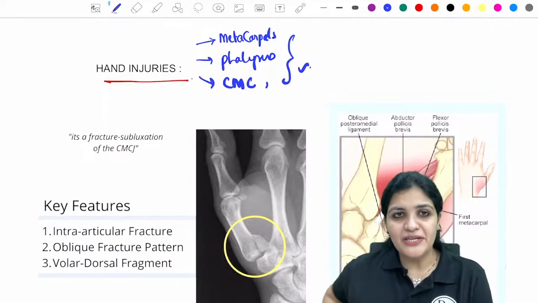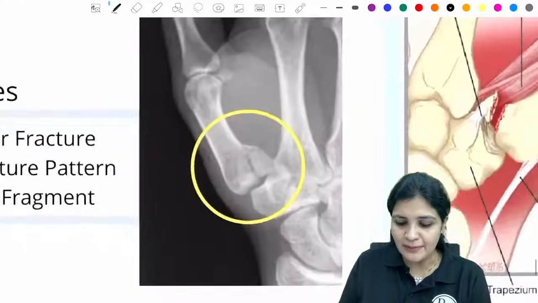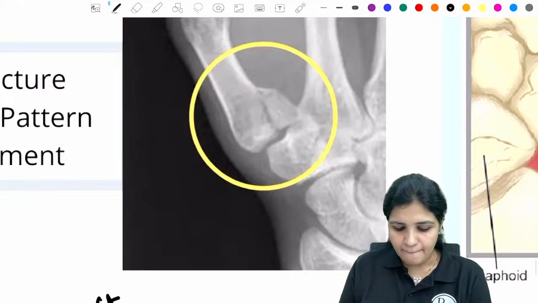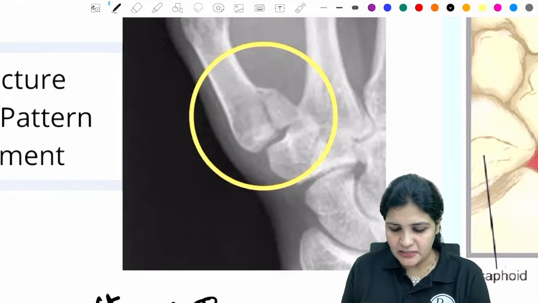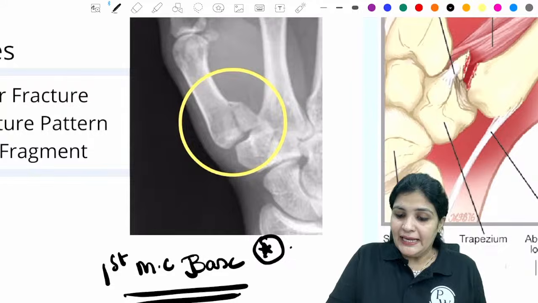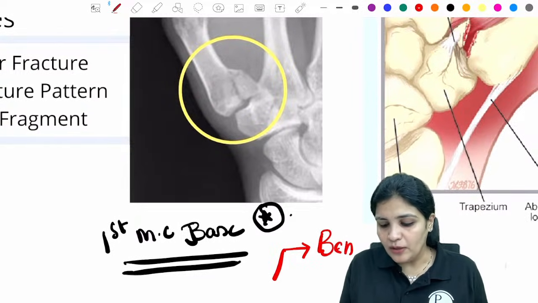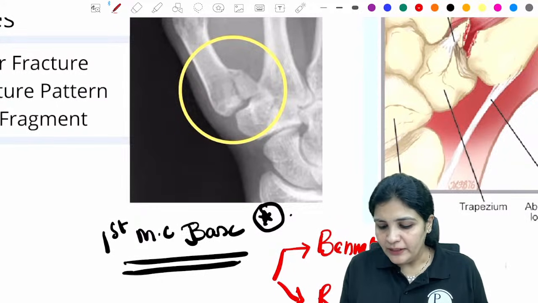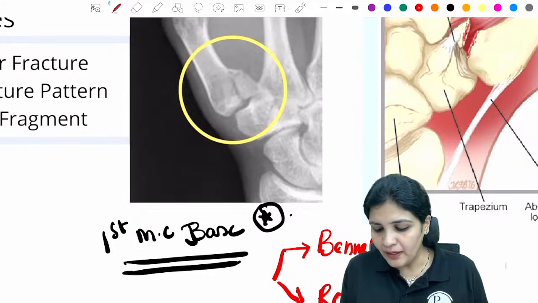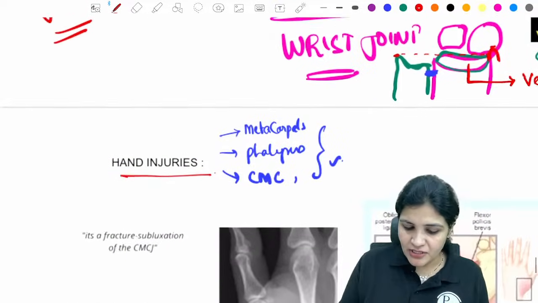So in the hand injuries, the most important thing I'm going to teach you today is about the CMC joint, the first metacarpal base. Let us understand the first metacarpal base. There are two important fractures which you have to remember. The first one is called the Bennett's fracture and the second one is called the Rolando fracture. So now we are going to understand what is Bennett's fracture and what is a Rolando fracture.